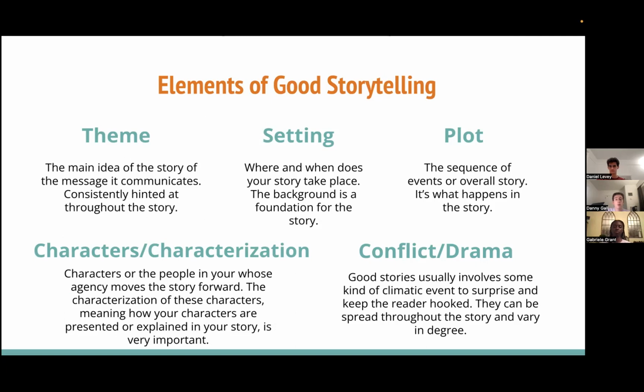The plot is the most important part, but also the most fun. The rules are up to you, but you want to make it interesting to hook the reader. Keep it moving and make sure there's never a dull moment. Then there's also characters and how you characterize them. Your characters are the agents of your story who experience and carry out the events and the plot.